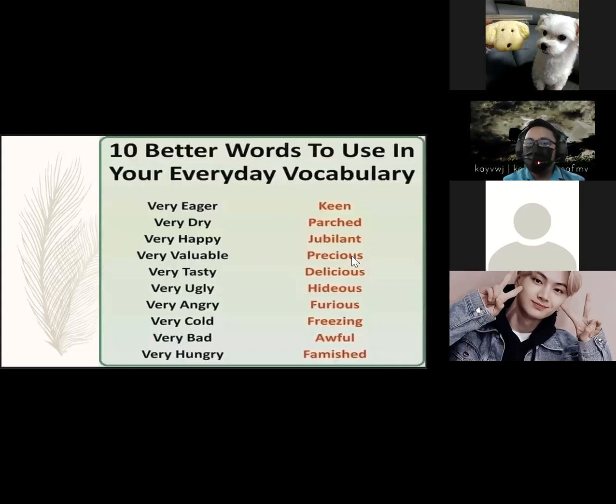Yeah, no, very eager, keen, no, parched, very happy, jubilant, very valuable, no, precious, very tasty, delicious, very ugly, hideous, no, very angry, furious, very cold, freezing, very bad, awful, very hungry, no, famished. Okay, so those are words to replace when it comes to being formal.